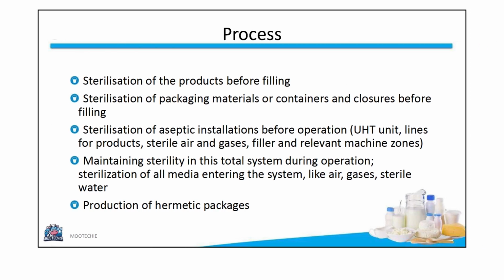The detailed process involves several critical steps. The product must be sterilized before filling, typically using a UHT process. The packaging materials or preformed containers and their closures must also be sterilized. The entire aseptic installation, including the UHT unit, product lines and the filler, must be sterilized before operation using sterile air and gases. During operation, sterility must be maintained throughout the total system, which includes sterilizing all media entering the system like air and water. Finally, the process must produce hermetically sealed packages.